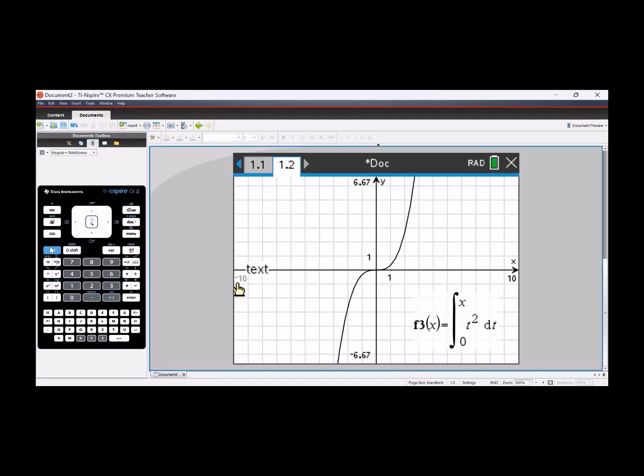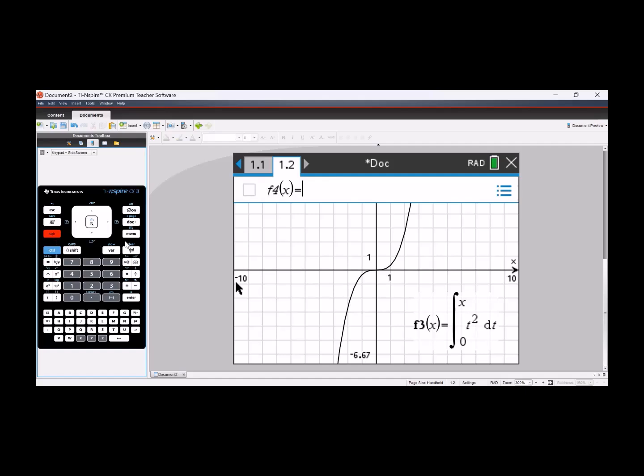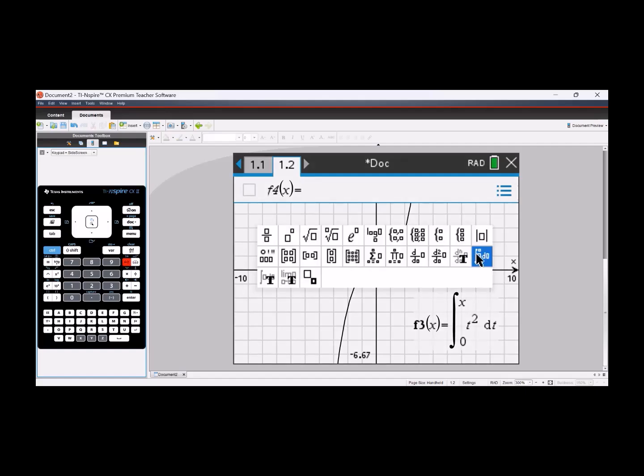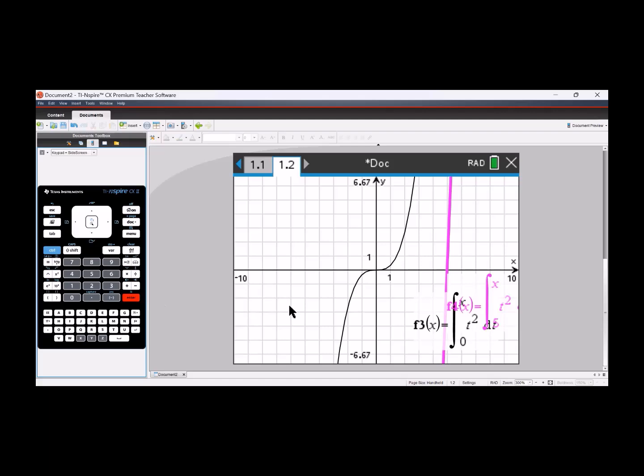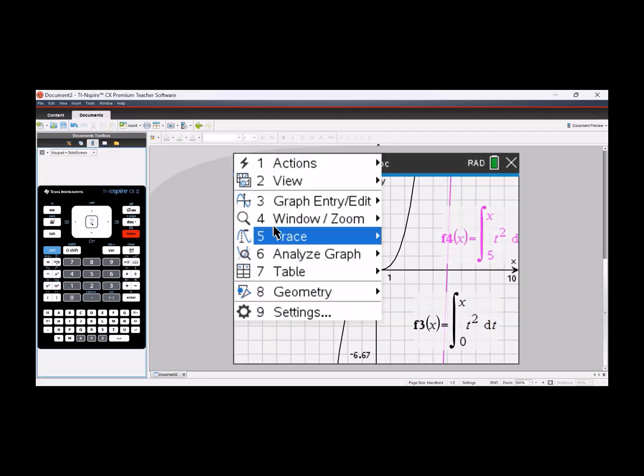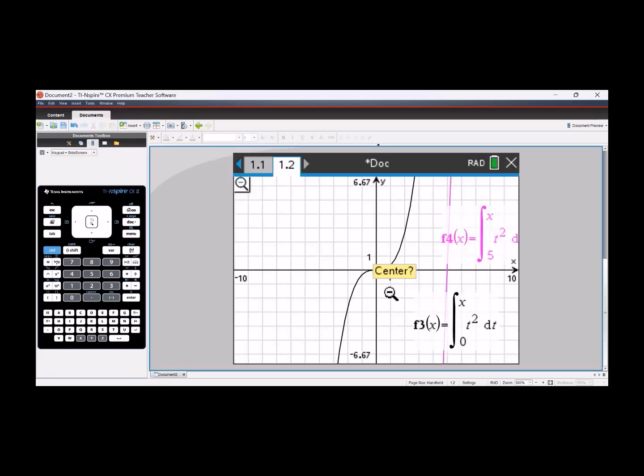Now let's go back up. So I'm going to tab up. Now I'm going to use my integral again, only this time we're starting at 5, tab to x, tab, and my function was t squared, tab dt, and we hit enter. Uh-oh, I can't even tell what that is. So I'm going to go to Menu, Window, Zoom Out.